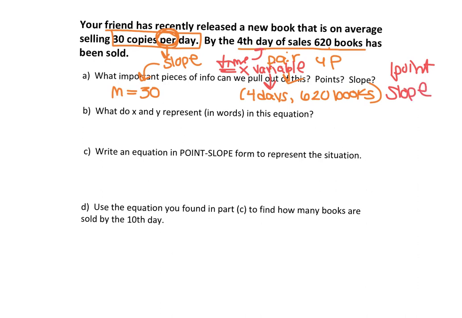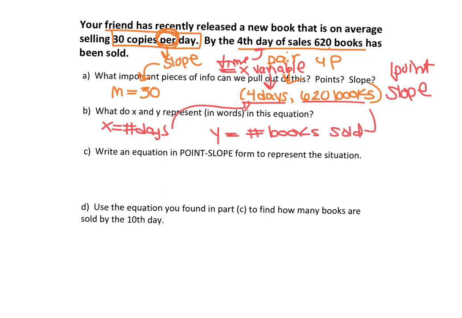Then here in the second part, it says, what do x and y represent in words? Well, because we labeled our point well, we can see our x coordinate, x, is our number of days, because we can see that 4 days is in our x coordinate, and then y is equal to, right here, the 620, which is the number of books sold. So we can see our x and y pairing here of 4 days, comma, 620 books.